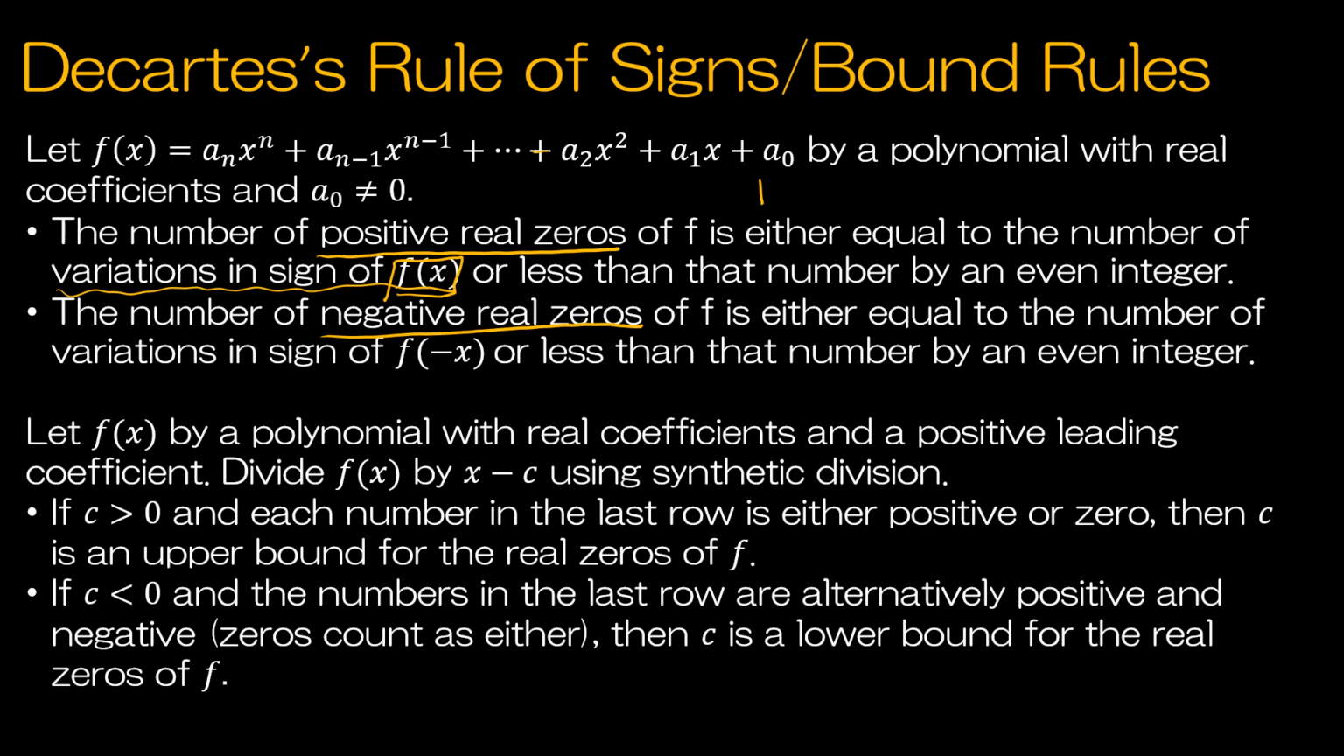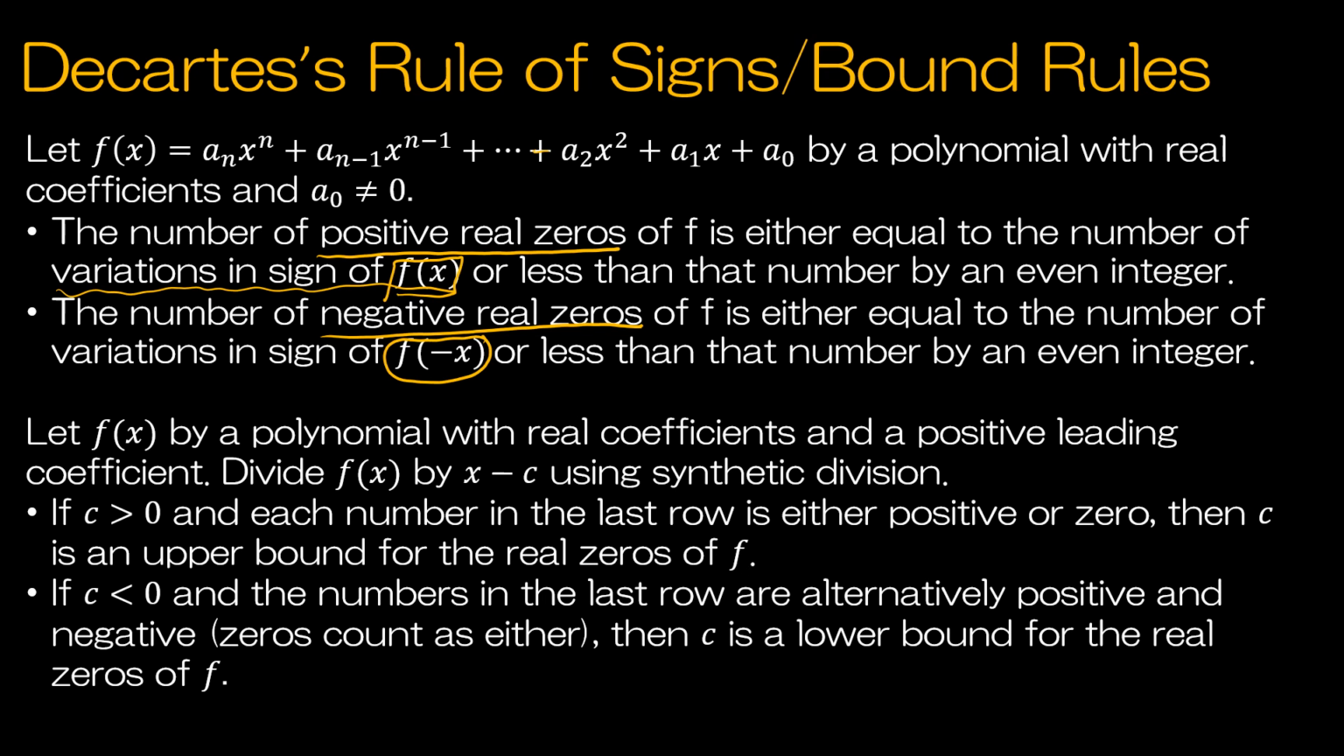Now to do the negative real zeros, we would have to determine f of negative x. So really we would just determine the signs. We wouldn't have to do a lot of work. We would just look at the signs changing if we replaced x with negative x, and that gives us the number of negative real values or negative real zeros. And again, it's that or less than that by an even integer.